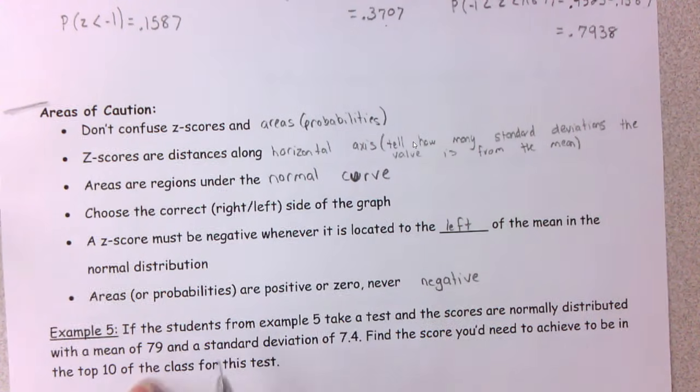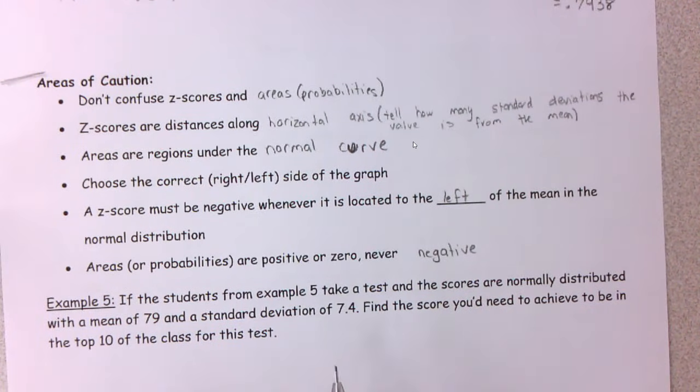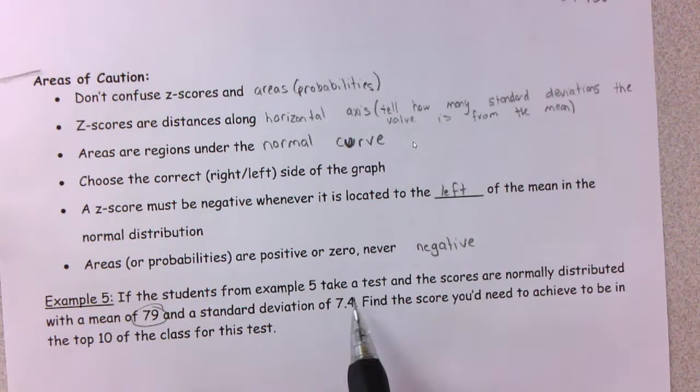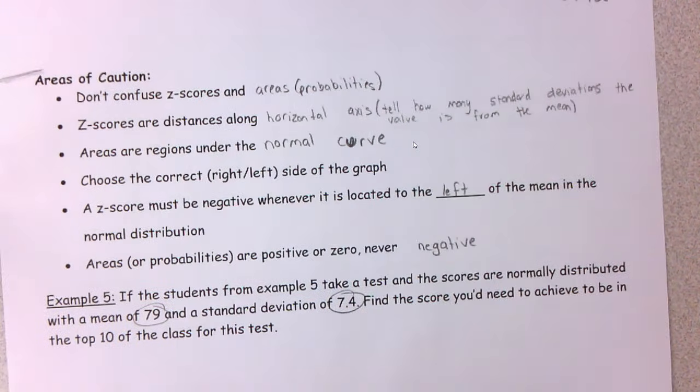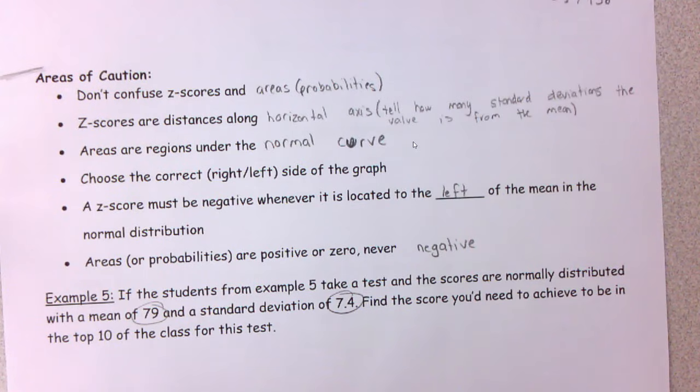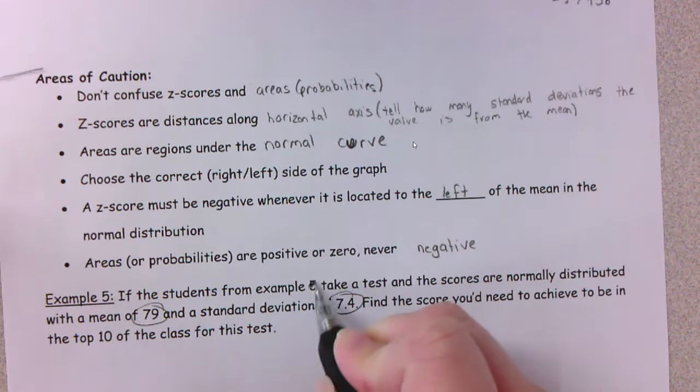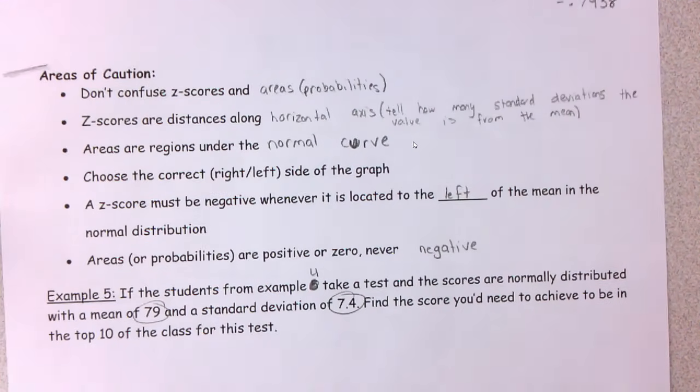I am looking at the same students from example 5. So we have a mean of 79 and a standard deviation of 7.4. Sorry, this is from example 4. Thought something looked weird. Okay. So we're still looking at that, but the mean and the standard deviation have changed.